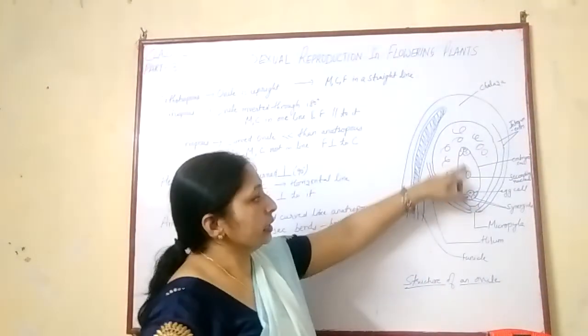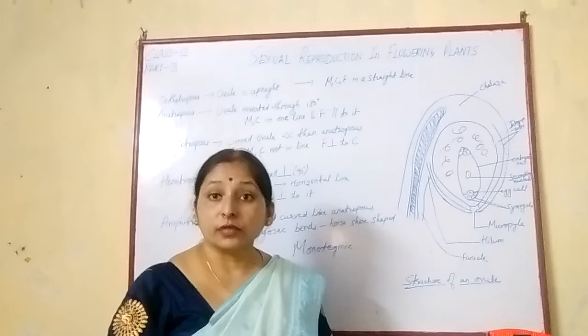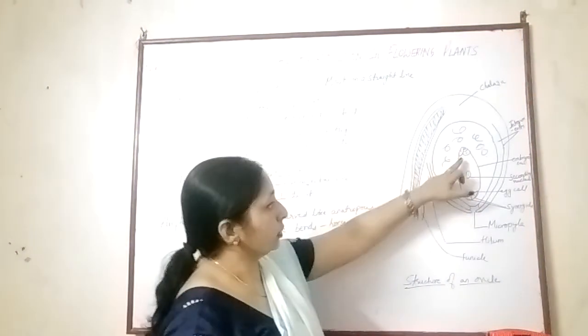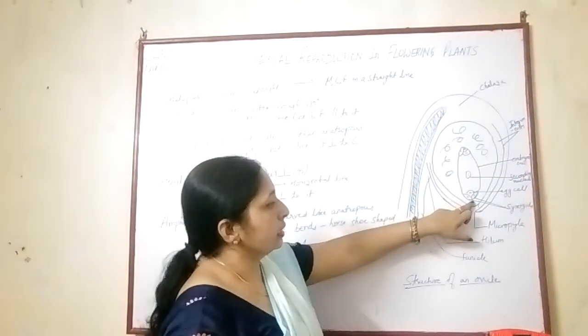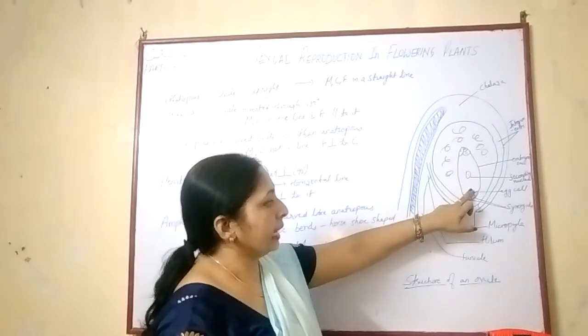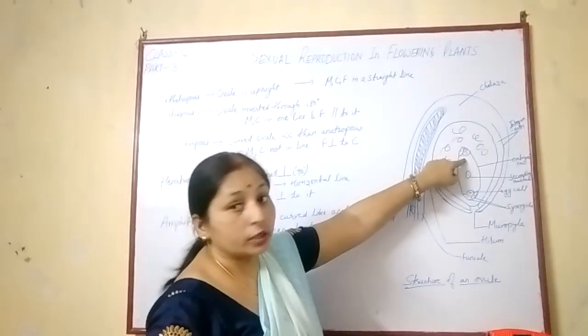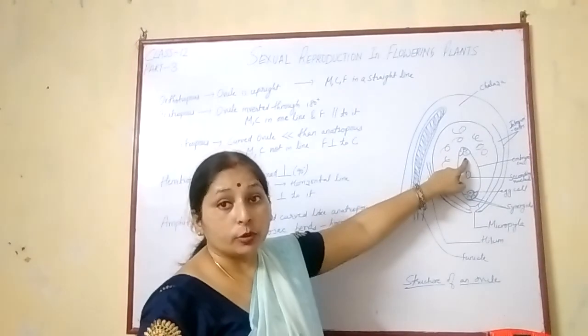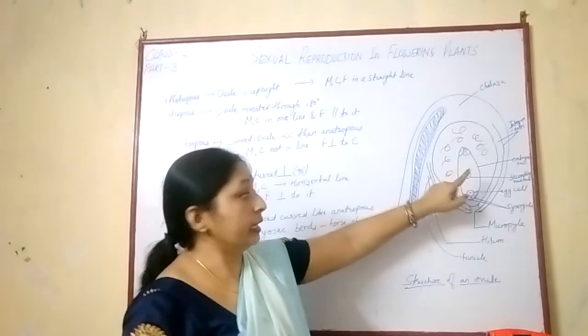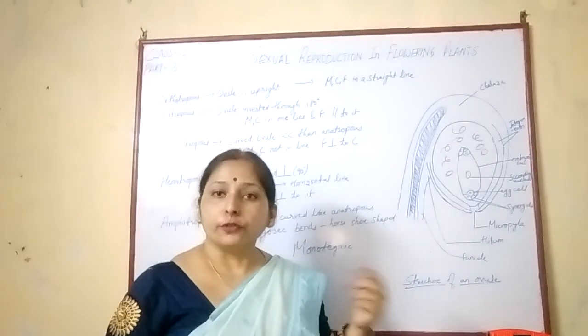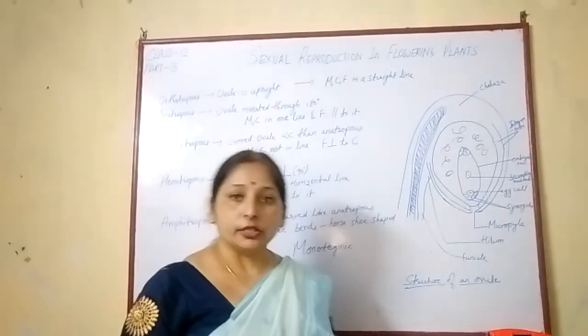Then this 8-nucleate structure is a very important structure which we will discuss during the process of fertilization. This is the micropylar end, where one egg cell is surrounded by two synergids. This is the antipodal end, three cells at the antipodal end. These are antipodal cells, and the two polar nuclei fuse together to form the secondary nucleus.